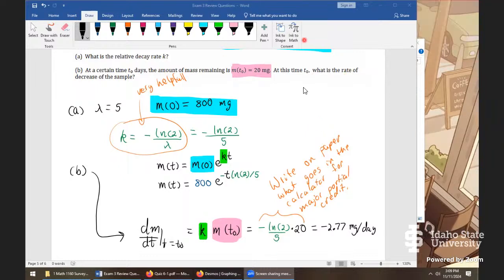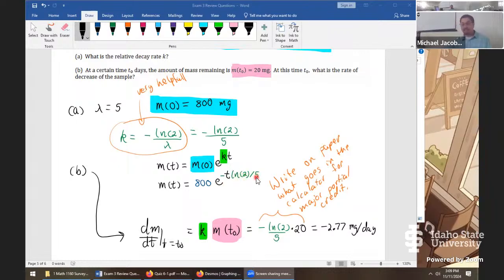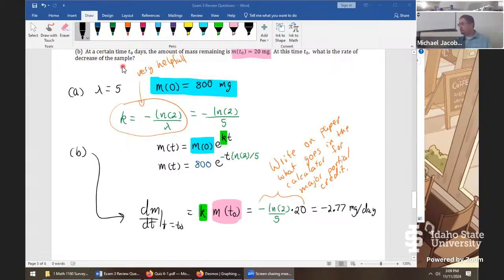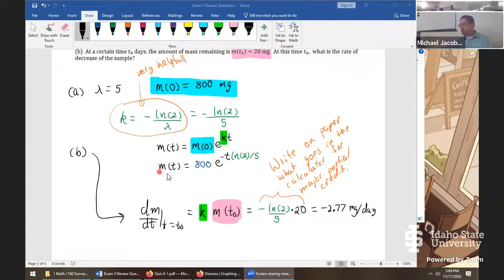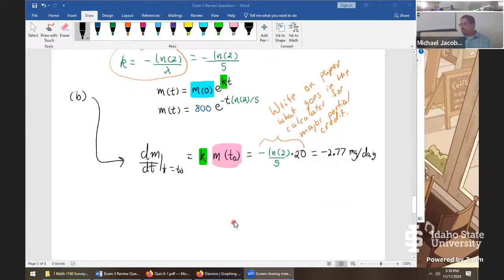Actually, I'm a little confused. In part B, when you skip from 800 times e to the negative power, and then down below it's k times m of t naught, what happened to the natural log up top? This stuff right here. Well, what happens with this function is when you go to differentiate it, it always comes down as just K times M of T naught.